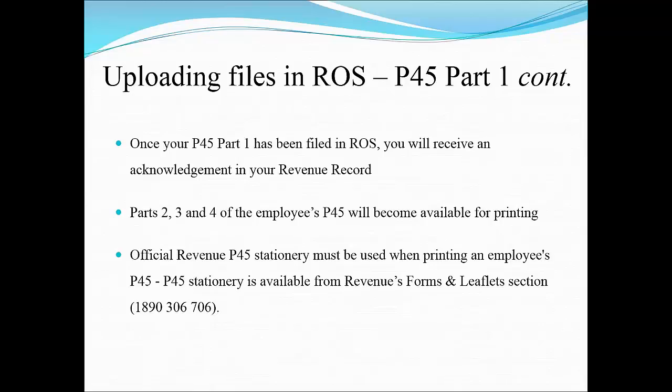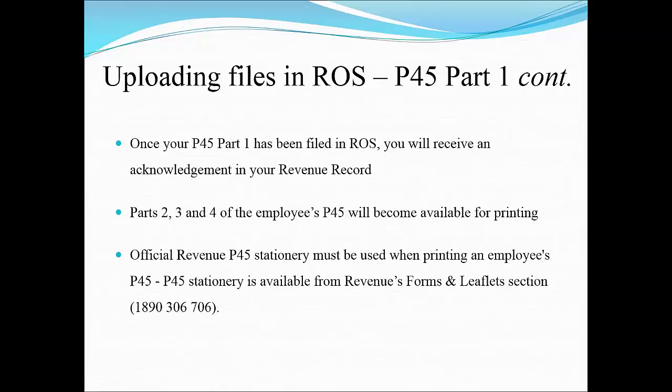You then need to print out the employee's P45, that is Parts 2, 3 and 4, to give to the employee, and all this is done within the Revenue Online Service. You can print a pro forma copy in the Thesaurus Payroll Manager, but that is a file copy only. It's not a valid P45. The valid P45 needs to be printed from the ROS site itself. Once your P45 Part 1 has been received, in a short while Parts 2, 3 and 4 will come back into your ROS inbox, ready for printing. You simply select the P45 there and press print.